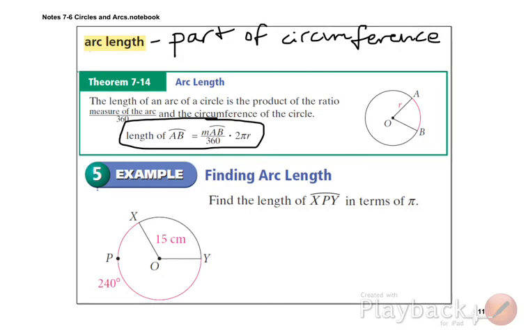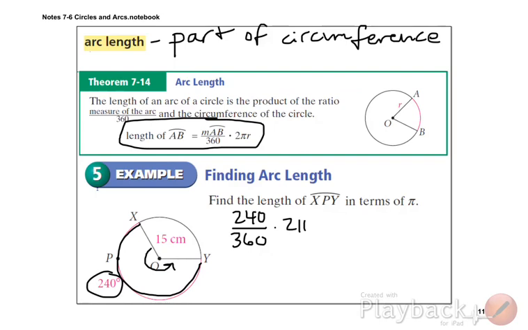So let's try an example. This one says find the length of arc XPY. Now XPY is this arc in red. So I'm going to take the measure of the arc, which is this angle right here, or this measure, which is 240. I'm going to divide it by 360 and then multiply it by 2 times pi times the radius. Now the radius is labeled right here, 15 centimeters. Now I want my answer in terms of pi, which means don't calculate pi; we're going to calculate everything else but pi.